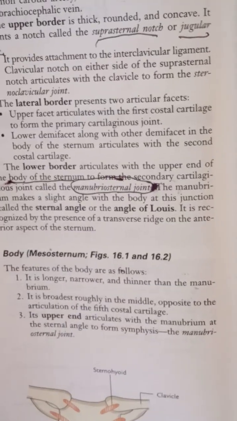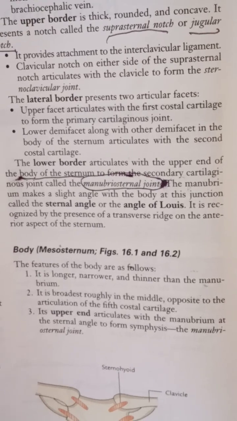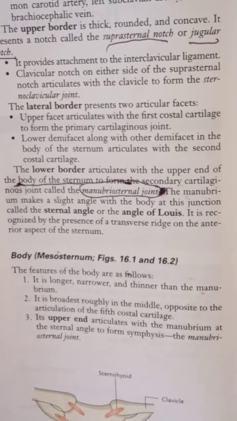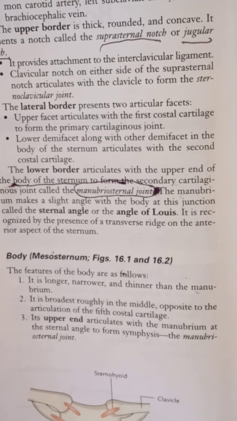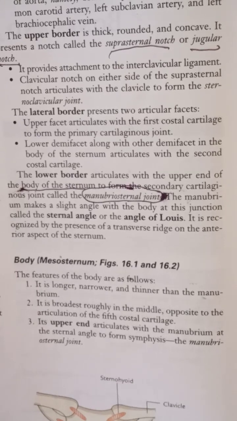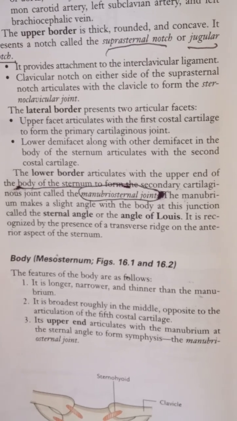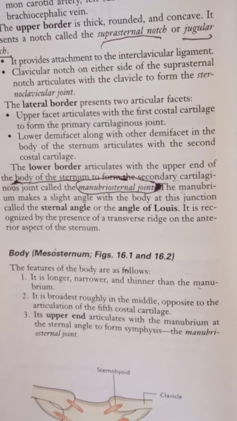Next, let's see about the manubriosternal joint. The manubriosternal joint is one of the secondary cartilaginous joints where there will be an articulation between the upper end of the body of the sternum with the manubrium. So the manubriosternal joint is one of the secondary cartilaginous joints.